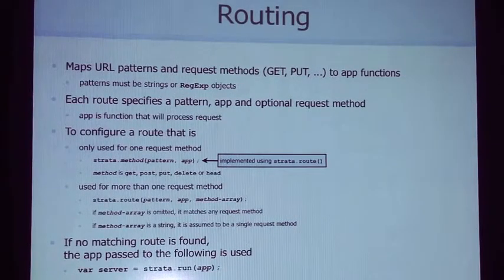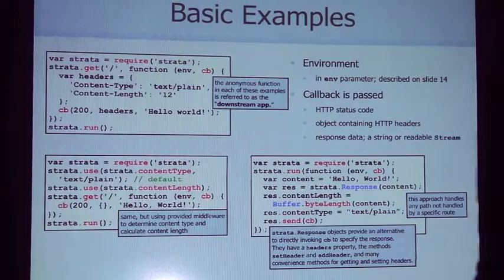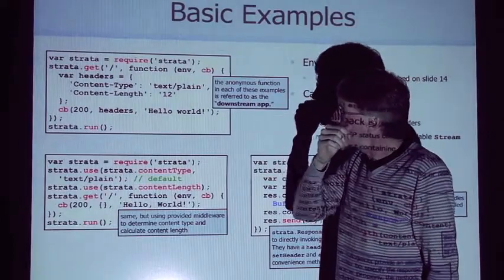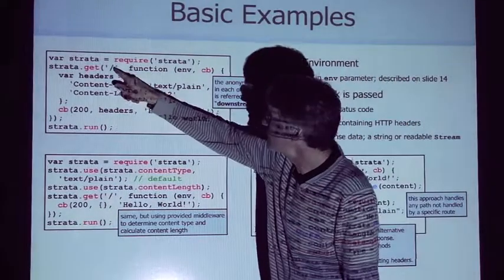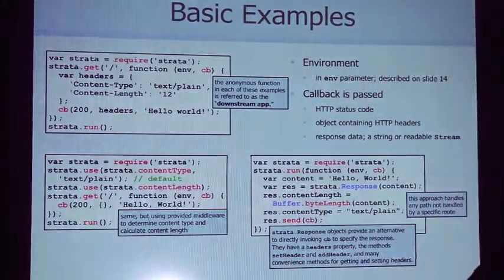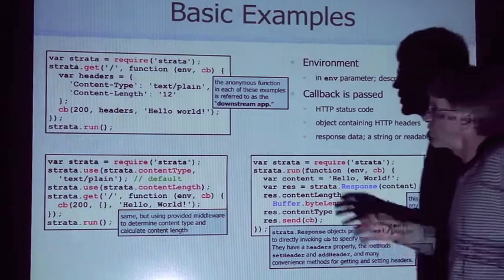So here's some basic examples of doing some routing. The simplest thing I could do is require the Strata module, and then here I'm just going to set up one route listening for the path slash. So if you've just gone to maybe localhost 1982, this is going to get invoked. So in this first example, I'm doing everything myself. I'm not asking Strata to do any work for me, really.